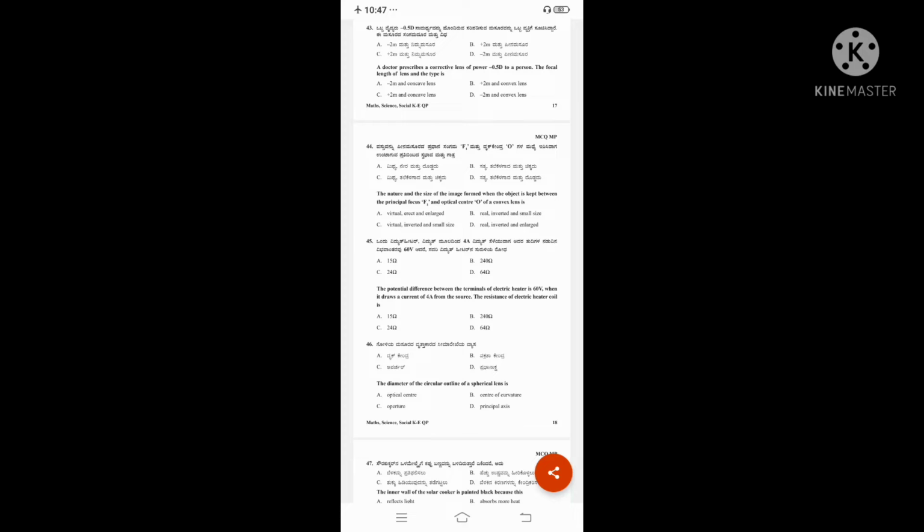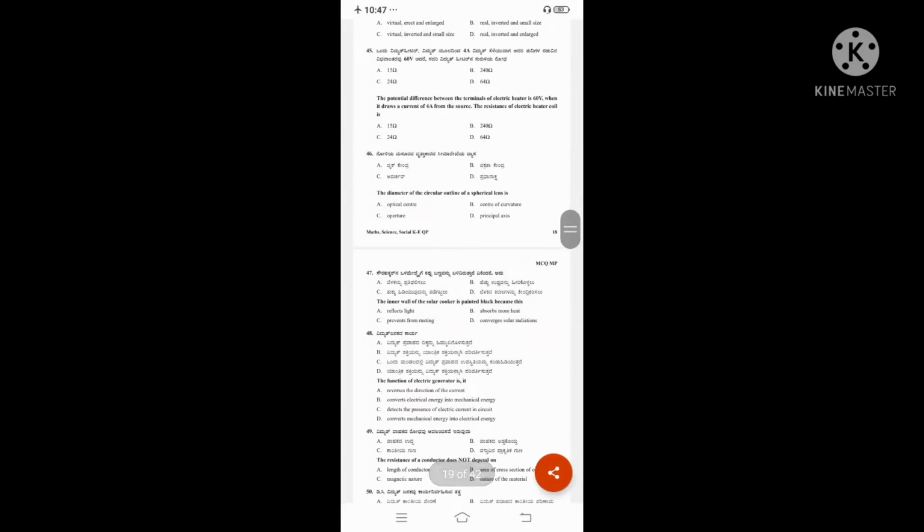So dear students, here obviously the power of the lens is minus, so it becomes negative. We know that P is equal to 1 by F. So 1 divided by minus 0.5, we can write as 10 divided by 5. So it becomes minus 2 and concave lens. Option A is correct.